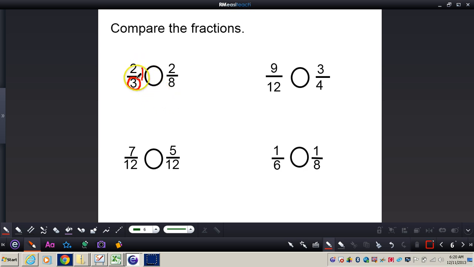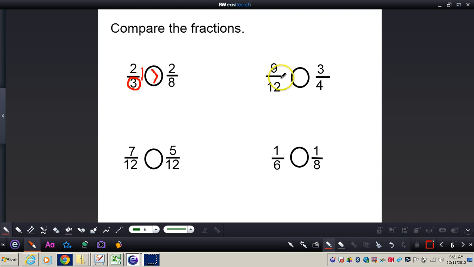Think about a pizza being cut up into 3 pieces or into 8 pieces. Obviously the pizza cut up into 3 pieces would have larger pieces. So 2/3 here would be greater than 2/8. Now remember your greater than sign, the alligator's mouth, is always open up towards the greater number, or the greater fraction in this case.